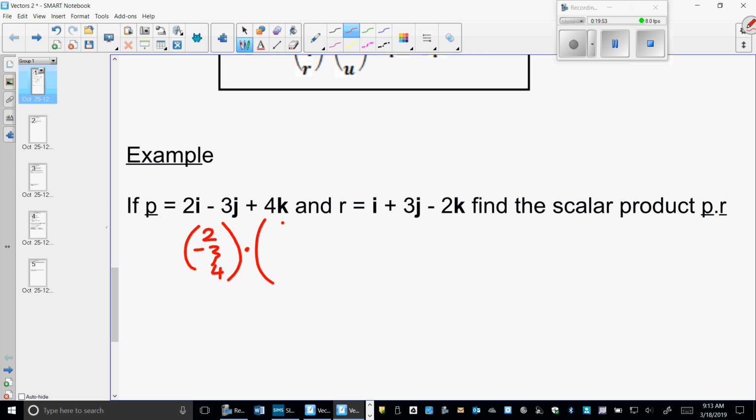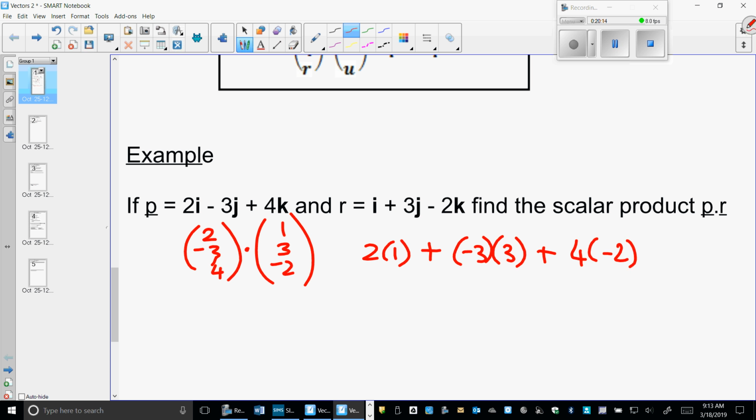And then you're just multiplying corresponding numbers, and it just makes it a little bit easier to make sure you're matching them up. So this would be 2 multiplied by 1 plus -3 multiplied by 3 plus 4 multiplied by -2. So I'm just multiplying my corresponding numbers together and adding those up. So that's 2, take away 9, take away 8.